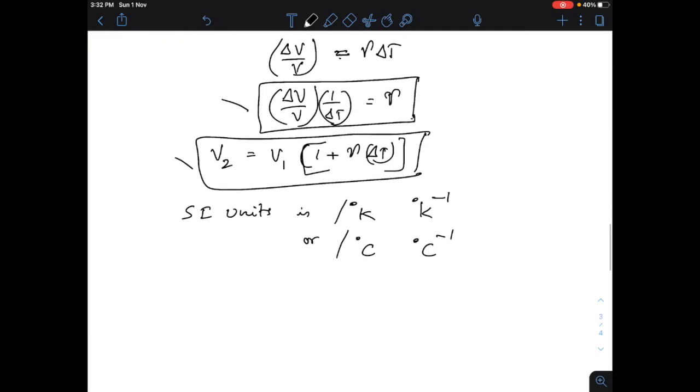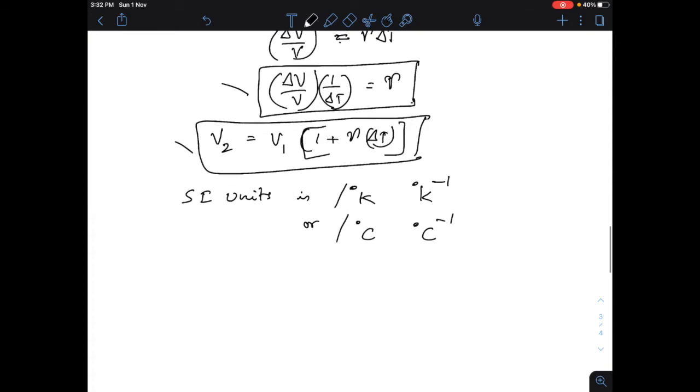Now, usually alpha is positive for solids. That means the linear expansion is positive for solids except plastic. As we know, if plastic is heated, its length decreases. On heating, its length decreases.